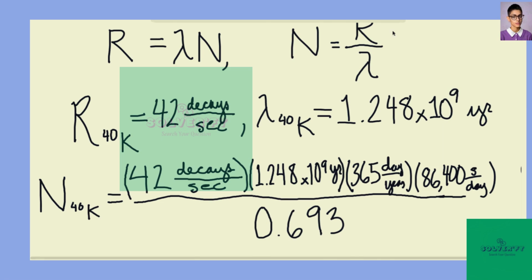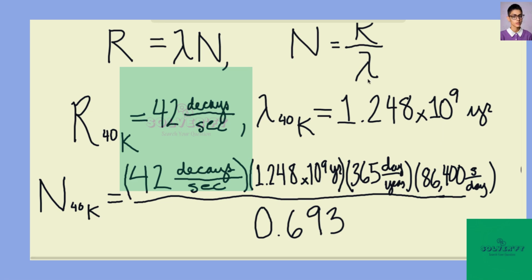Plugging these in, we have 42 decays per second for our decay rate, but we have to convert our decay constant from years into seconds, to correspond with the decays per second decay rate that we're given. So we enter in the decay constant in years, multiply it by 365 days per year, and multiply that by 86,400 seconds in a day. That gives us a numerator where seconds cancel, and we're left with simply decays.